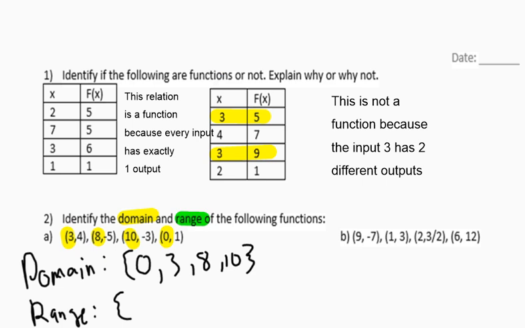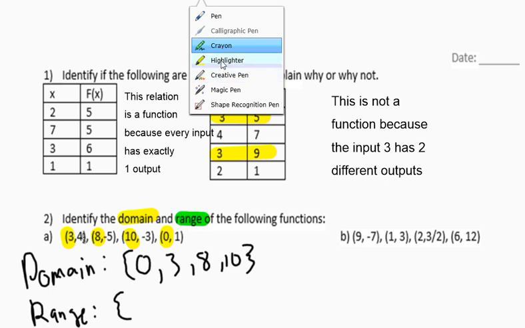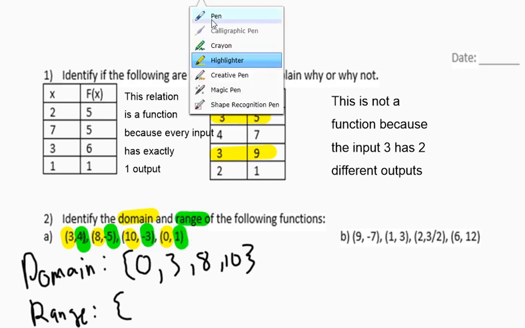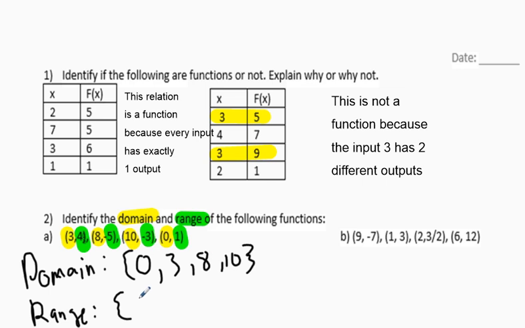So the range of this data is all the output values, and the output values are the second values in the ordered pair. So that'd be the 4, the -5, the -3, and the 1. And so just like with the domain, we're going to list them, starting with the smallest one, -5, -3, 1, and 4.